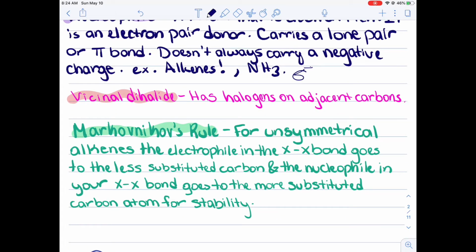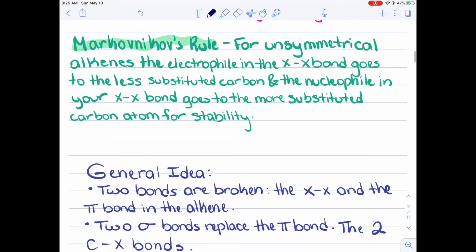Vicinal dihalide. It has halogens on adjacent carbons, which means that when the pi bond breaks in the alkene, your halides will attach to the adjacent carbons. Markovnikov's rule. For unsymmetrical alkenes, the electrophile in the double halide bond goes to the less substituted carbon, and the nucleophile in your double halide bond goes to the more substituted carbon for stability.